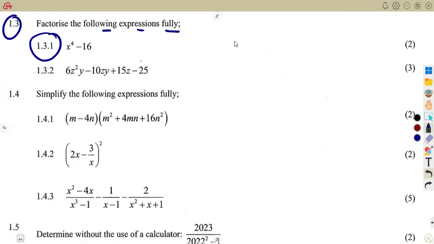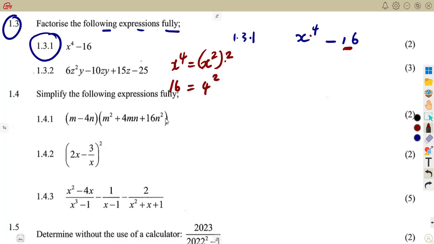All right, 1.3. We are given x to the exponent of 4 minus 16. If you understand your exponents, you'll see that this is part of a difference of 2 squares. X to the exponent of 4 is the same as x to the exponent of 2 raised to the exponent of 2. This 16 is the same as 4 to the exponent of 2. So you see that this is a difference of 2 squares.